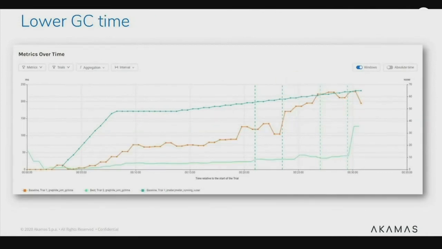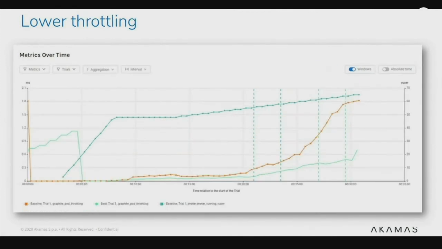Looking at lower level metrics, like the duration of GC pauses, we see that at high load, the optimized configuration was capable of reducing GC pauses from 200 milliseconds to just 40 milliseconds. It also shows overall shorter pauses for lower load levels. Finally, let's look from the container point of view.